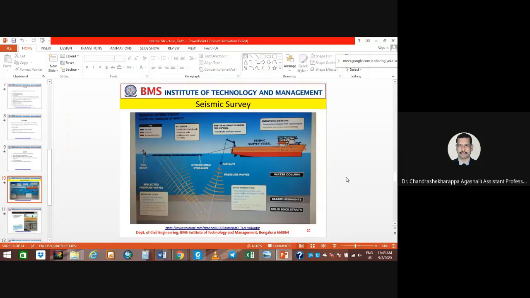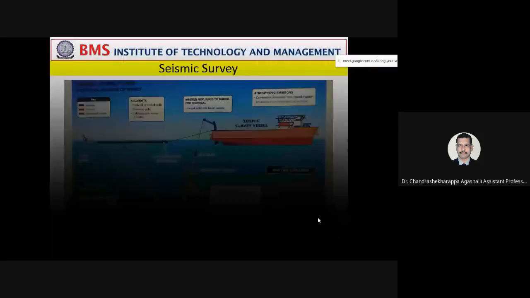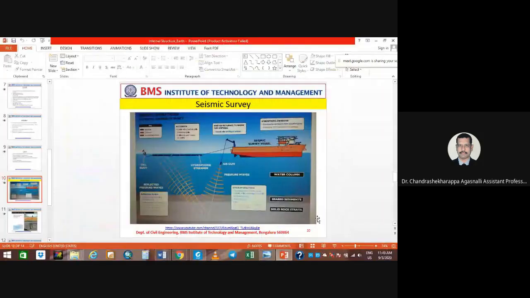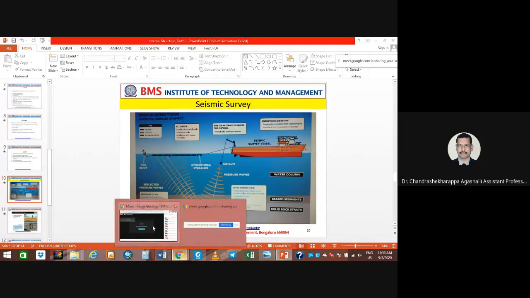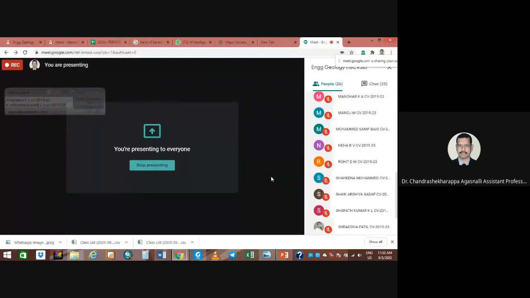This is how we do the seismic survey. This is all about the internal structures of the earth and how we divide or classify the different layers based on seismic survey data. This is all about today's class. We'll continue in the next class.